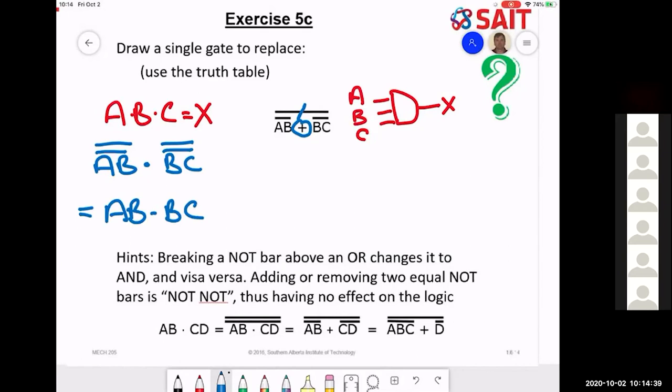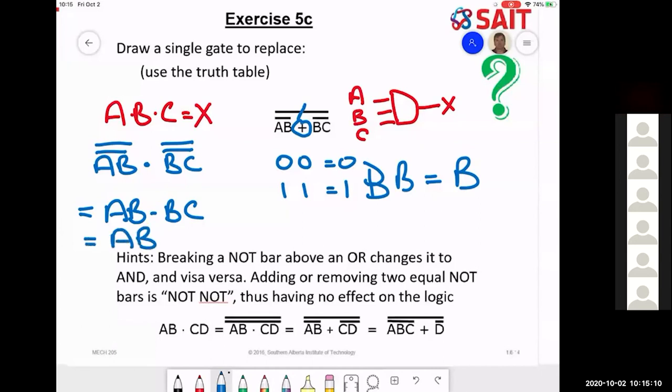Okay. Now we saw when we did our little inversion exercise, B and B. What does B and B equal? Let's have a look at that. If B and B are both 0, they're going to equal 0. B and B equal 1, they're going to equal 1. B equals B. 0 and 0 equals 0, 1 and 1 equals 1. So B and B equal B. That means I can eliminate a B. A, B, C equals X.